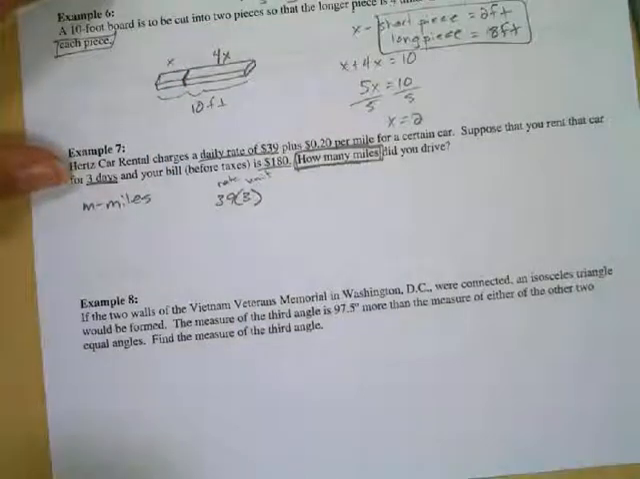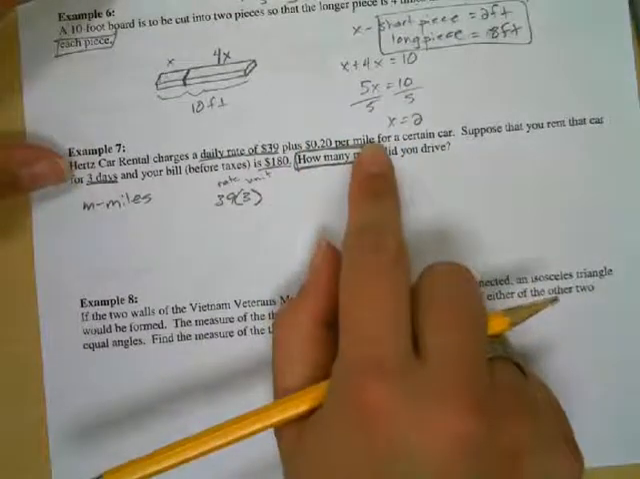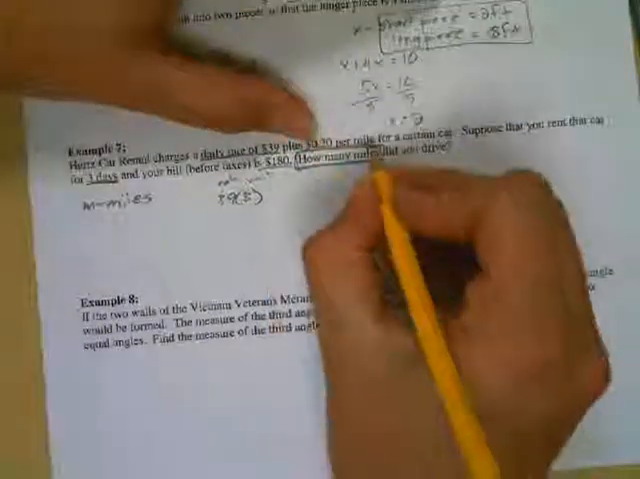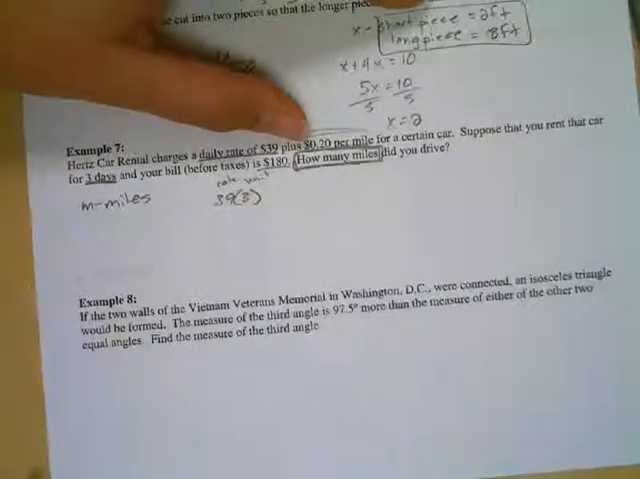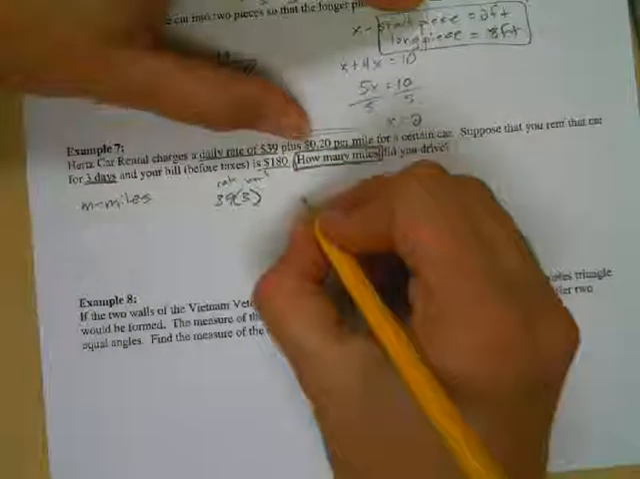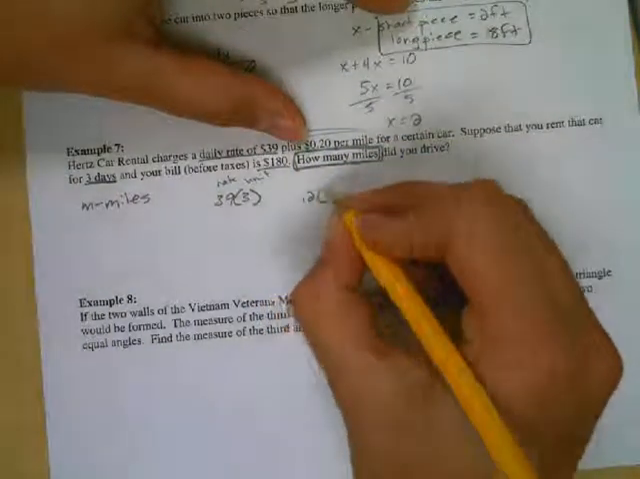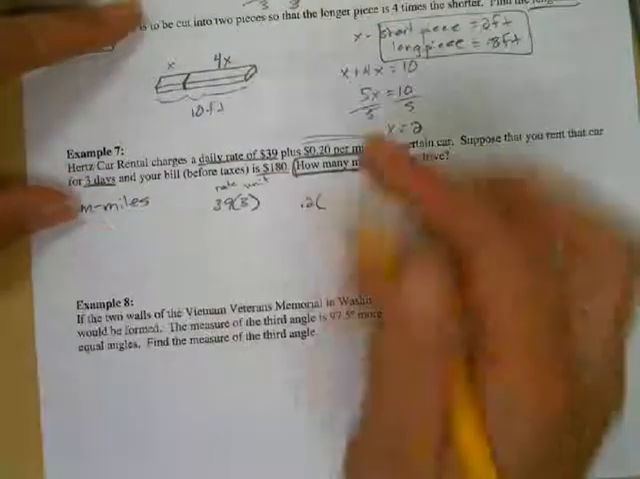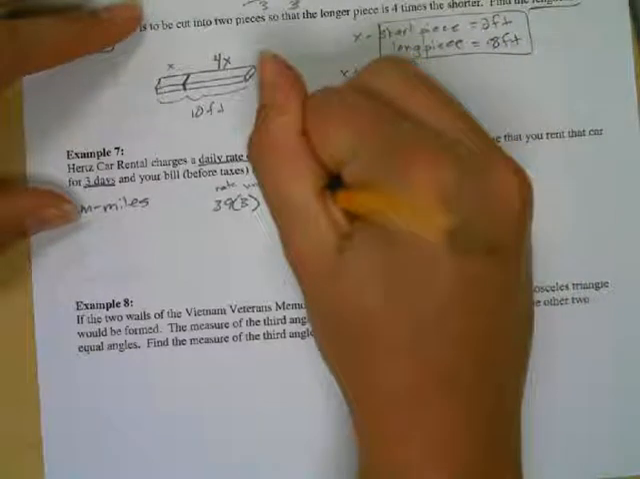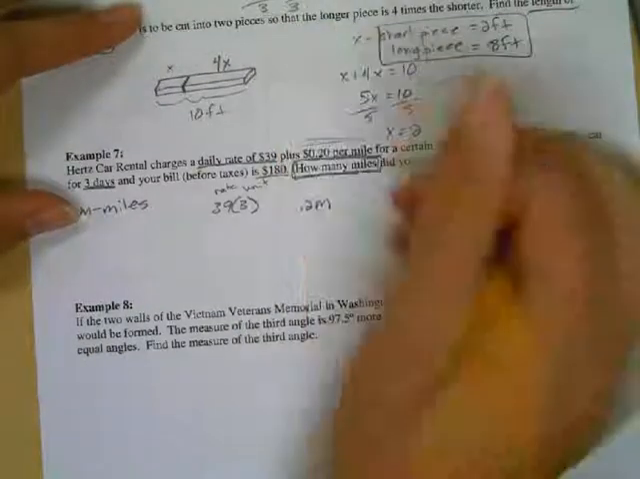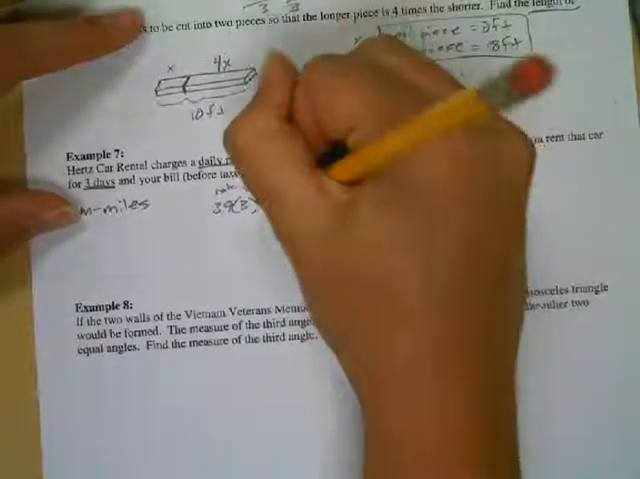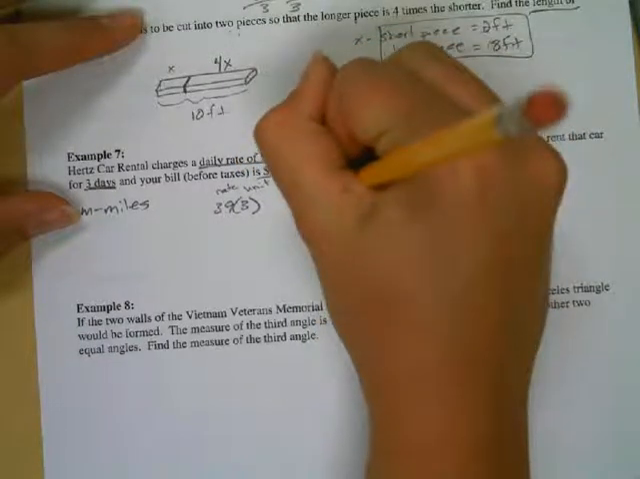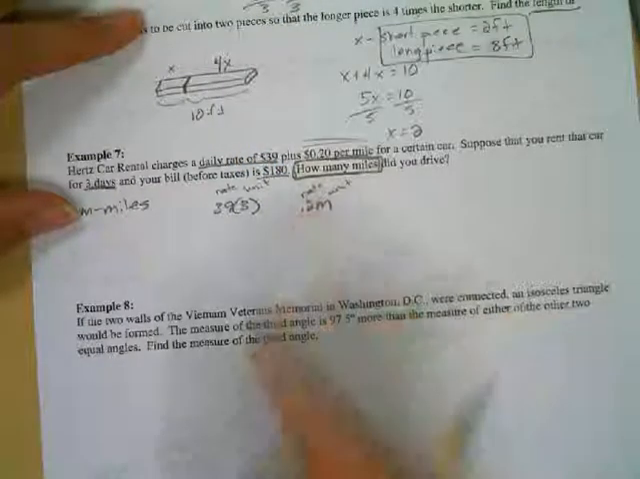Okay, I also have 20 cents per mile. So that's my rate: 20 cents per mile, so 0.2 times my unit. Well, my unit would be miles. But I don't know my miles, so we're just going to call it M. Rate and unit. This would be my miles. I just don't know how many miles yet.